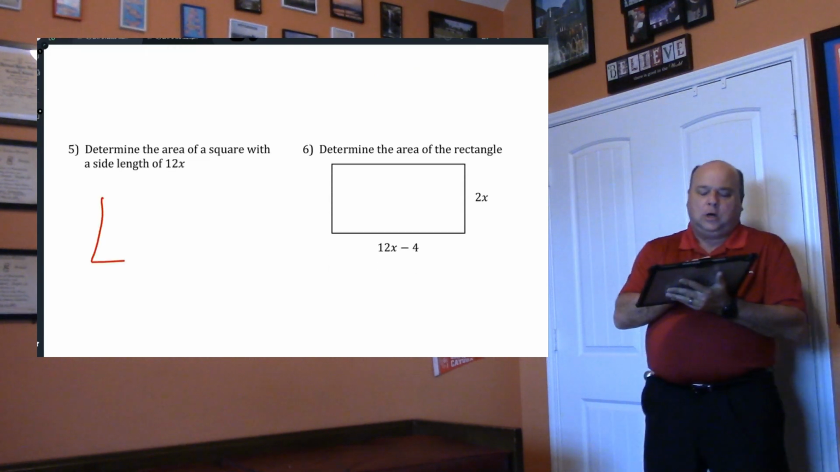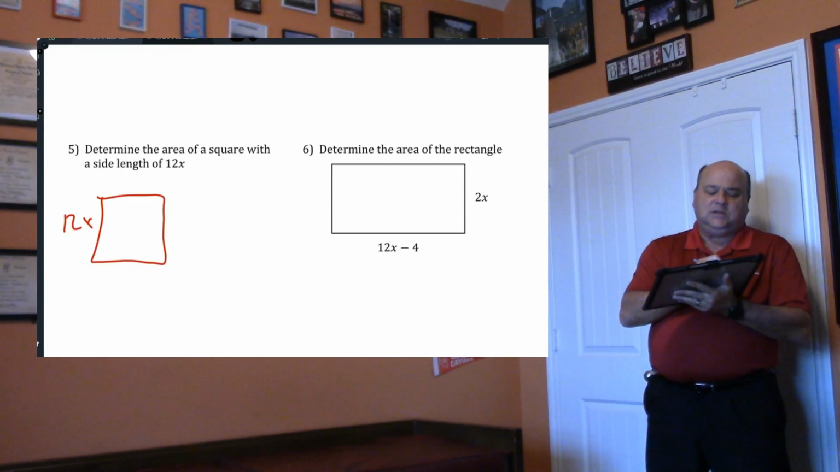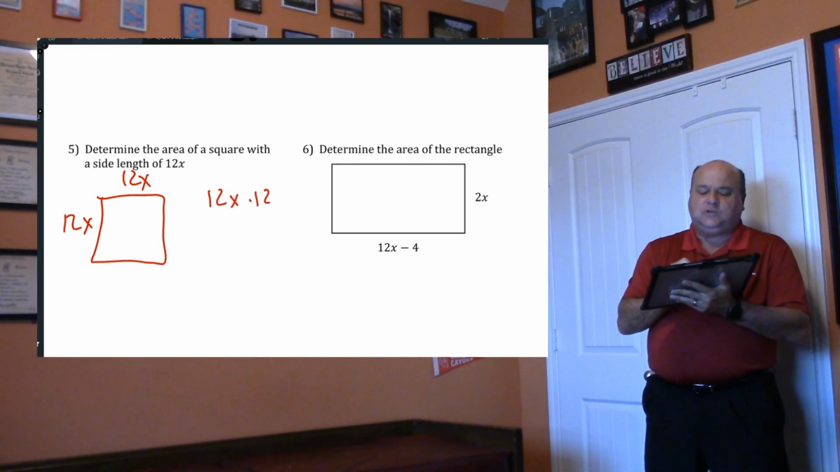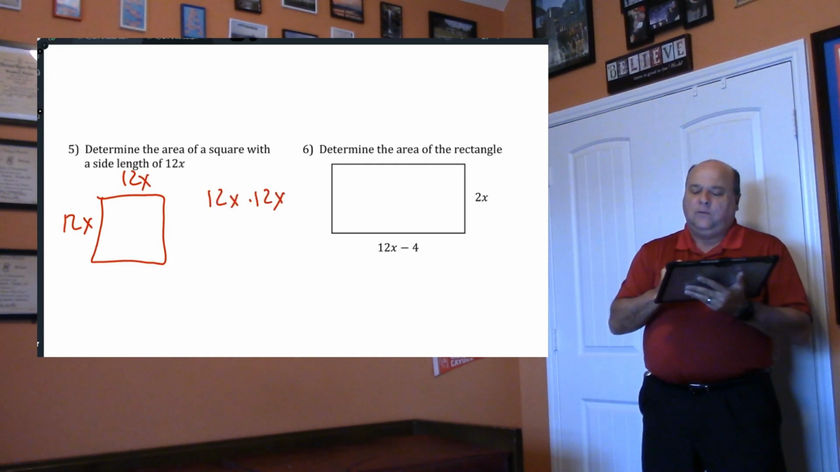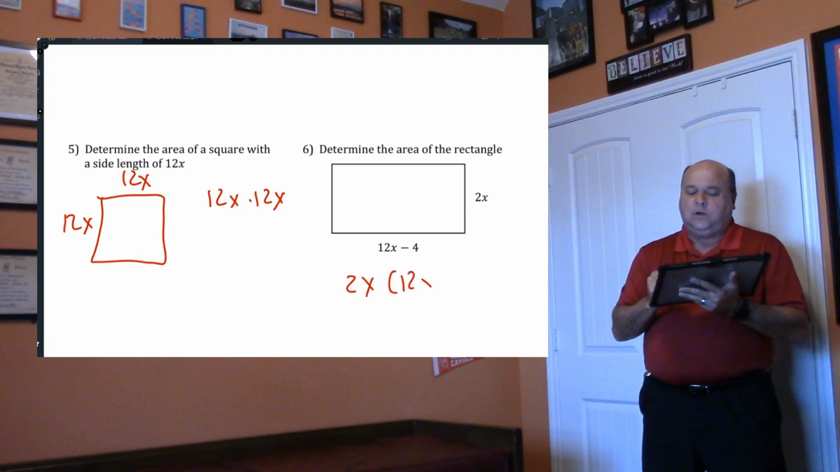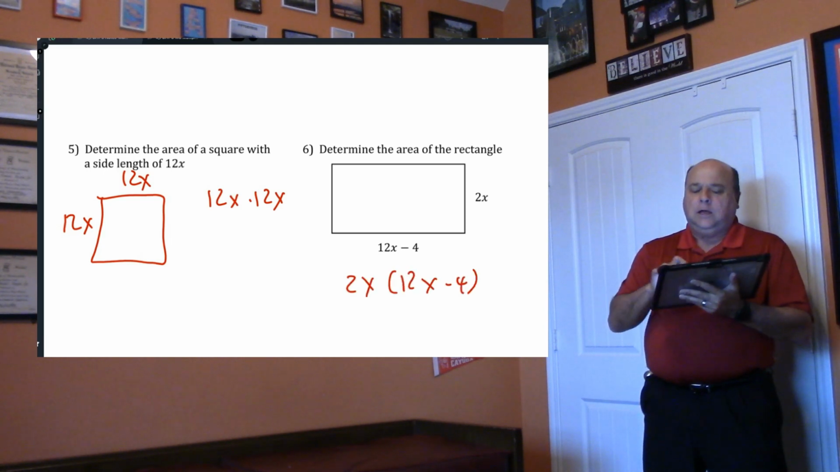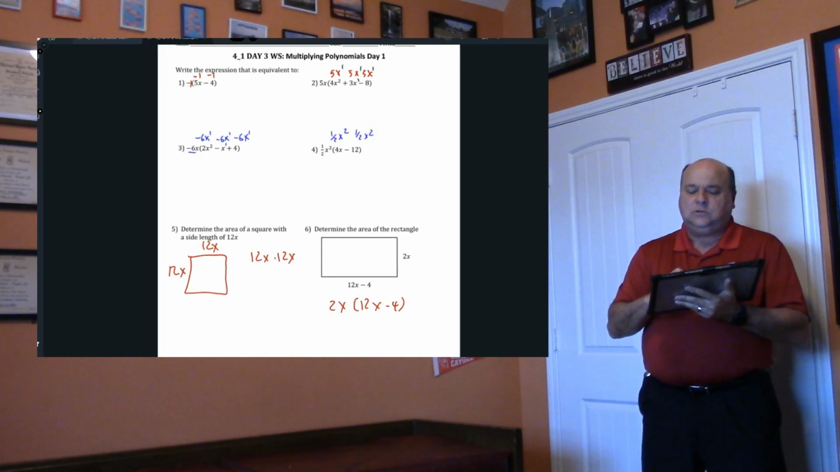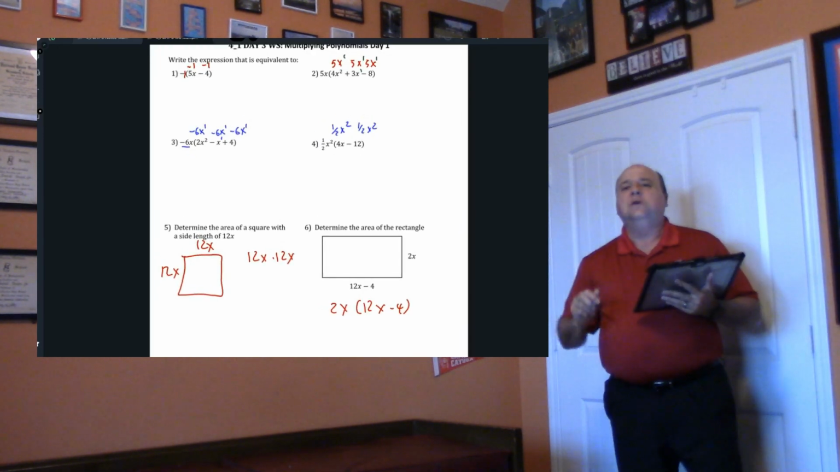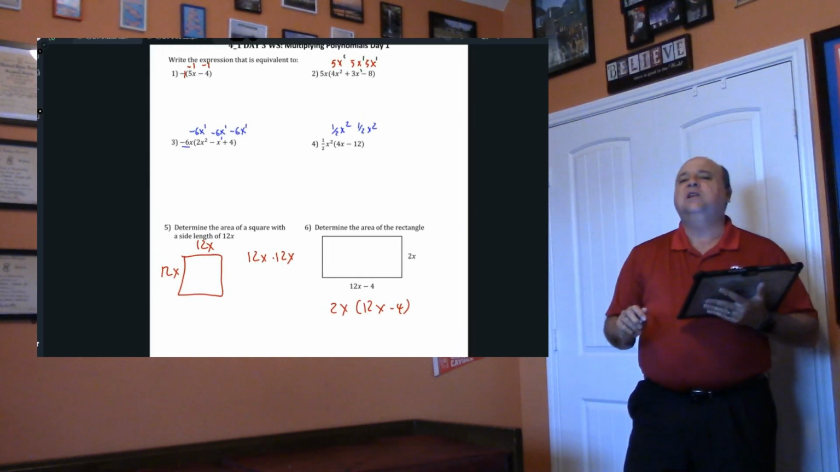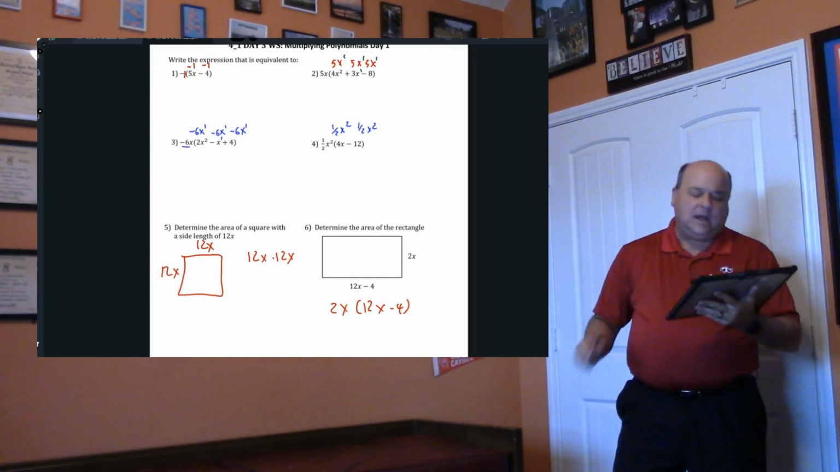This one right here, draw the square, 12x and 12x, and you're just going to multiply them, right? 12x times 12x, you can do that. Then on the last one, it's going to be 2x times 12x minus 4. Okay, so I'm going to zoom out so you can see those. So all you got to do is multiply those out, and you're going to finish, and it is Friday, and you're ready for the weekend.